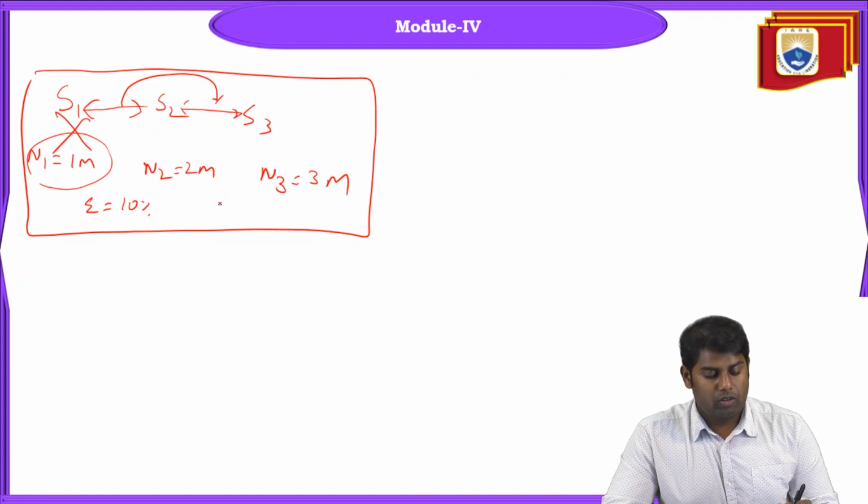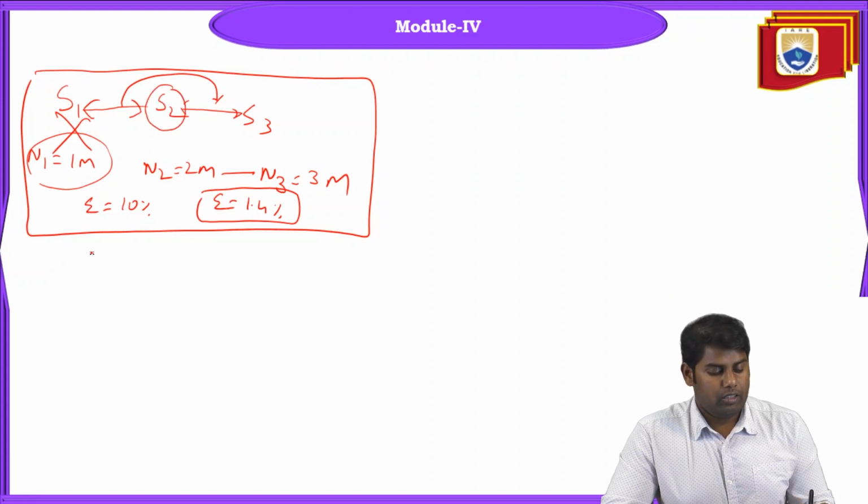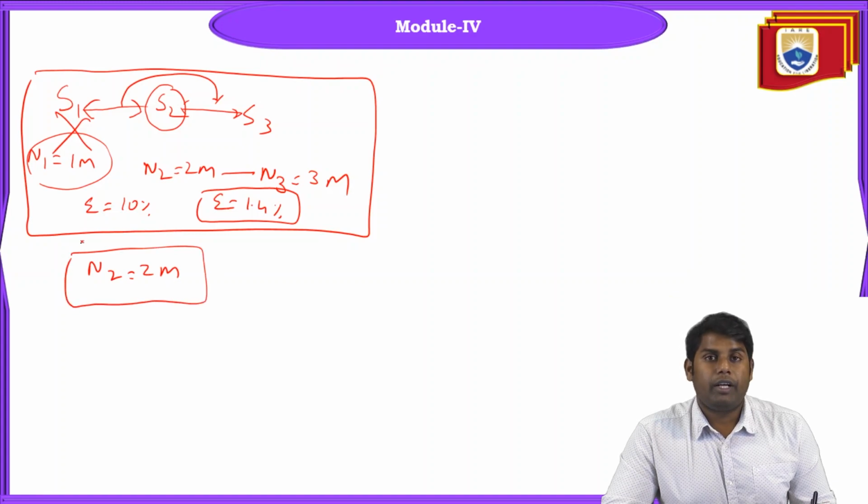Next we will take S3. Let's say the error between S2 and S3 is less than 5% or 2%, let's say it has come around 1.4%. People think that no considerable error has come, so they stop the simulation here itself and take N2 equal to 2 million. So the number of grid points ideally to perform the simulation in an optimal mode is 2 million.